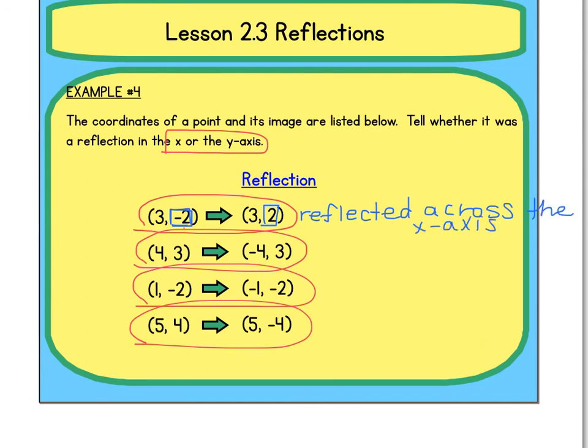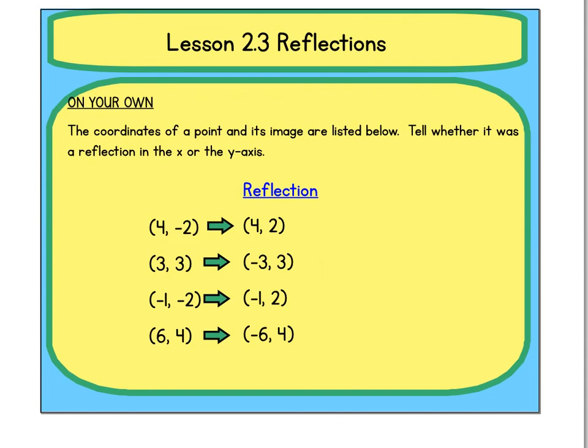The next one, you'll notice that our x-coordinate changed, which means we reflected across the y-axis. When our y value changed, we reflected across the x-axis. And when our y value changed again, we reflected across the x-axis. I'd like you to try the next 4 on your own. Remember, check to see which one changed. It's going to be the opposite for the reflection piece.